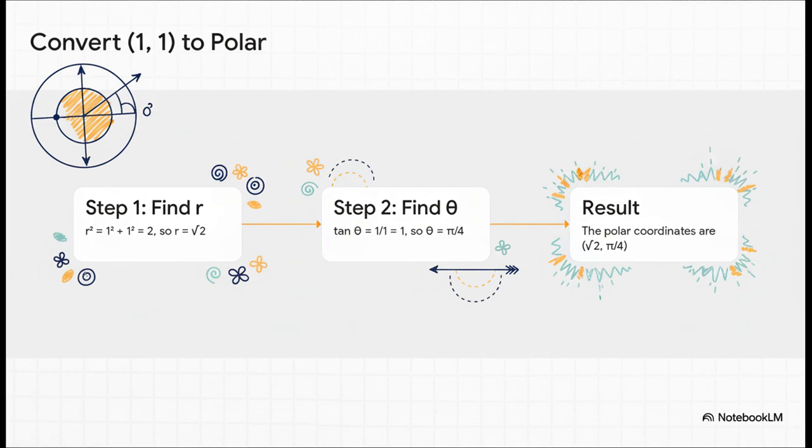Let's actually try one. Say we want to convert the rectangular point (1, 1). First, we find the distance r. We use our formula. r squared equals 1 squared plus 1 squared. So r is just the square root of 2. Okay, now for the angle theta. We know that the tangent of theta is y over x, which is just 1 over 1, or 1. So what's the angle whose tangent is 1? Well, that's pi over 4 radians, or 45 degrees. So there you have it. The point (1, 1) in our city grid is just (square root of 2, pi over 4) in our compass world.